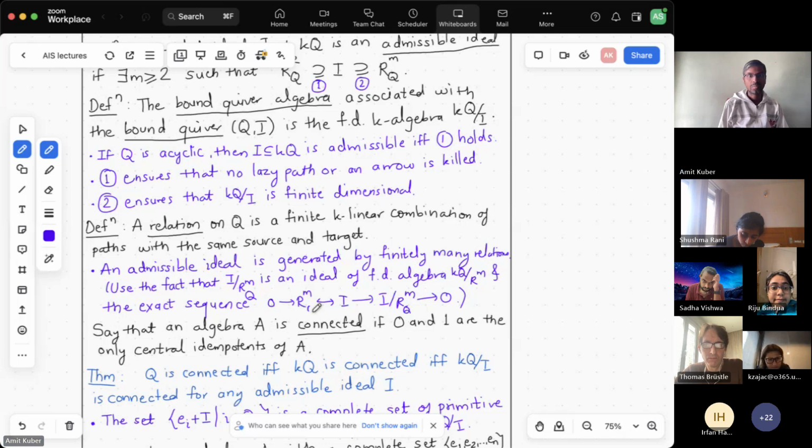And because it's an ideal of a finite dimensional algebra, it is finitely generated, and R_Q^m is obviously finitely generated. And then there is this exact sequence of modules which tells you that I is also finitely generated. So every admissible ideal is finitely generated. You can write down finitely many relations and you will get it.